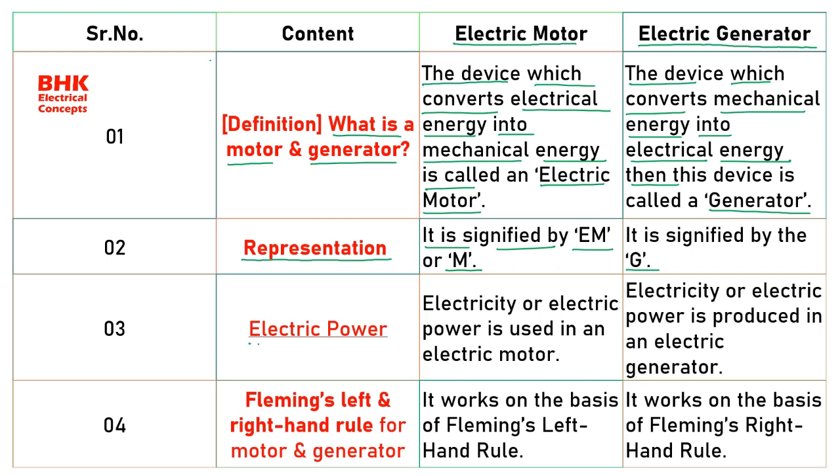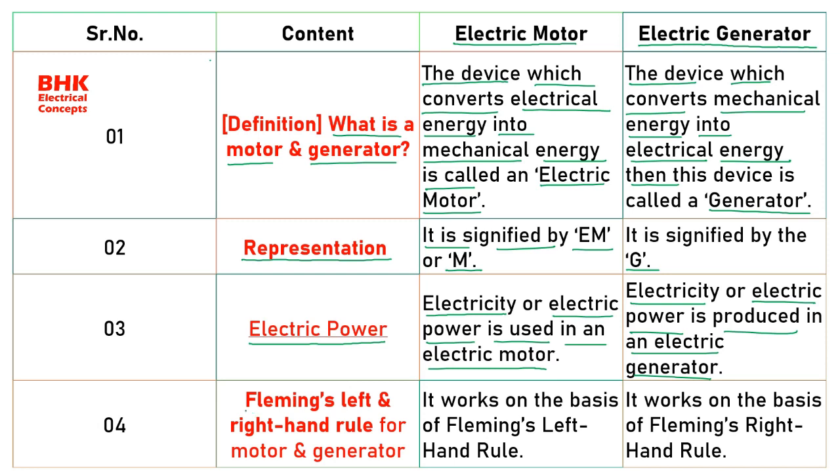And the third one is electric power. Electricity or electric power is used in an electric motor. It means in order to run this motor, we definitely require electrical power. But coming to the generator, electricity or electric power is produced in a generator. It means the motor requires electrical energy but the generator produces electrical energy. Okay, that is the third point.